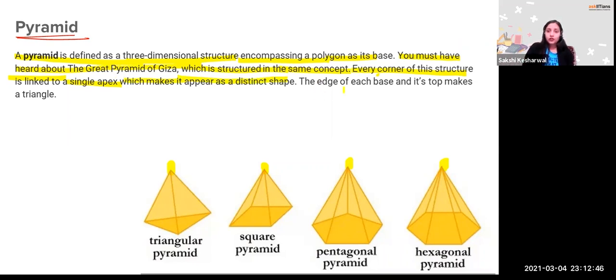The edges of each base and its top make a triangle, right? So every edge at the top is going to make what? A triangle. So this lateral face is always a triangle. Like you take all the triangles and just mix them up, right? And put them at the end.